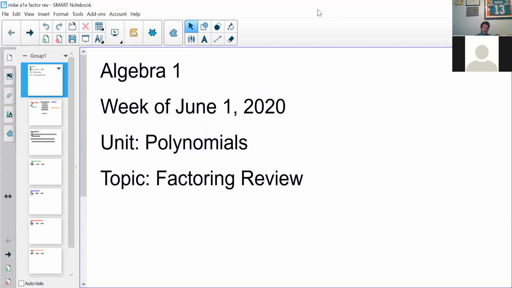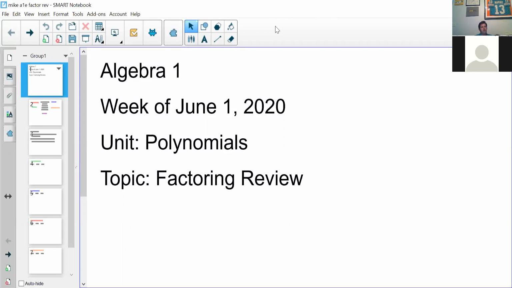This is our polynomial unit, and we've been going through a bunch of different types of factoring over the last month, whether that be the GCF or factoring with difference of squares, or what I would call the ABC method, where we had our quadratic trinomials. So for this last week, we're going to review all of those different types of factoring.